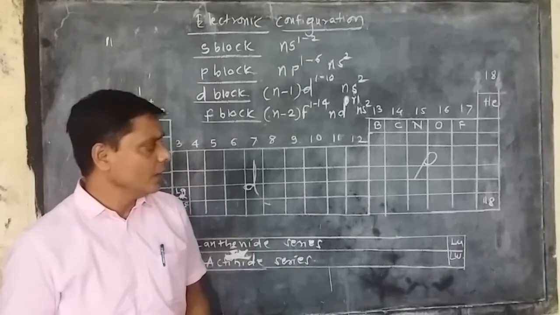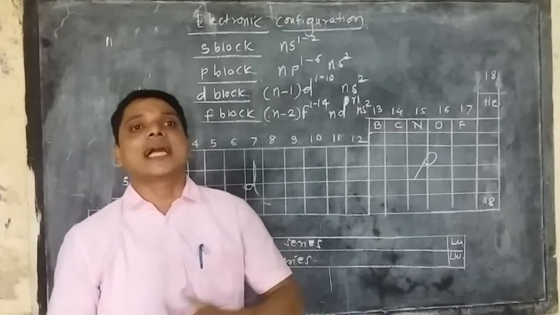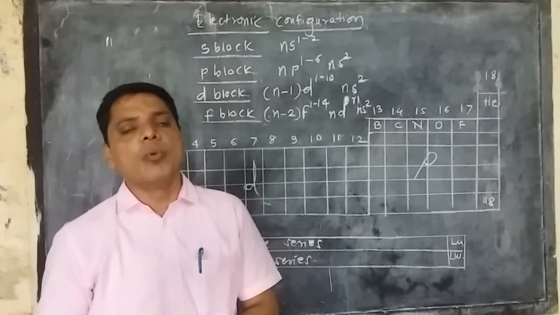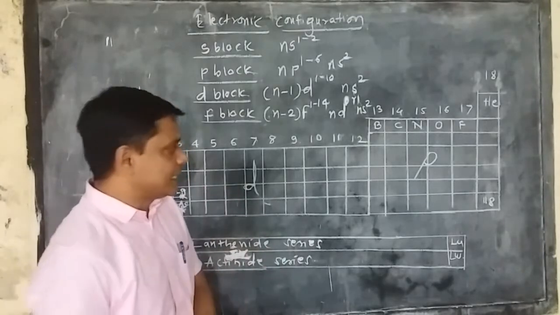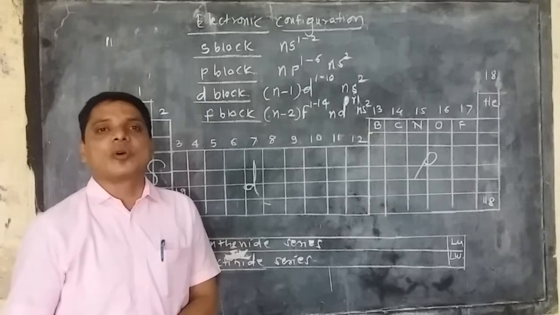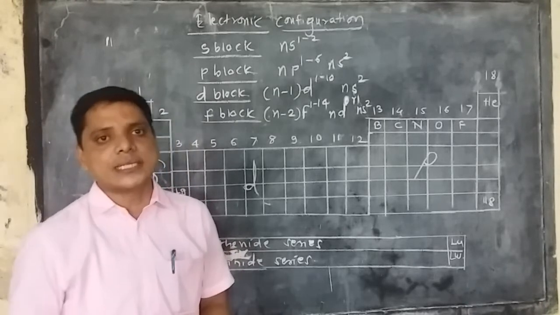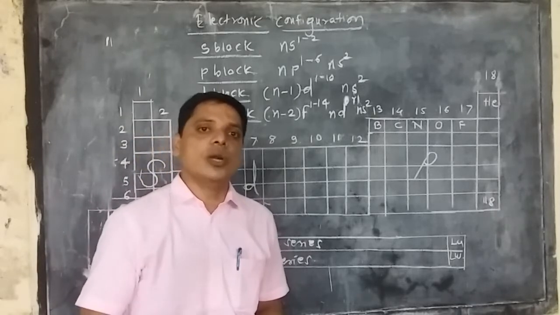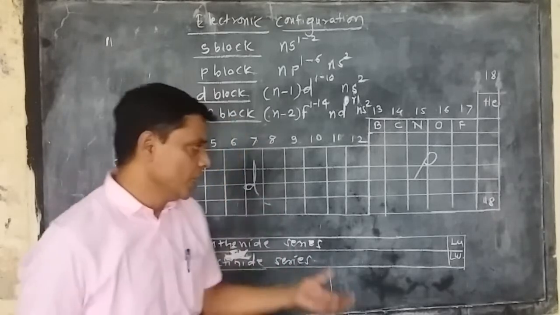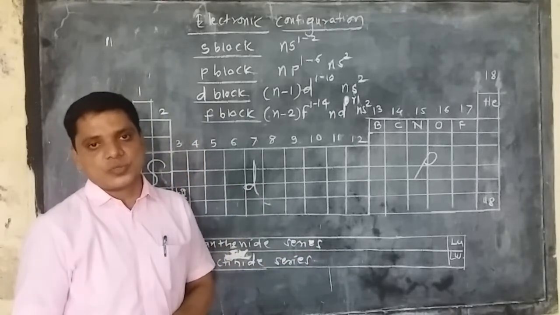Generally d block elements show the color property, due to the d-d transition. Most of the d block elements are colored. Then the d block elements also show the catalytic property. A catalyst is a substance which can increase the rate of reaction or maybe decrease the rate of reaction, but which does not get involved in the chemical reaction. That's why d block elements show good catalytic property.